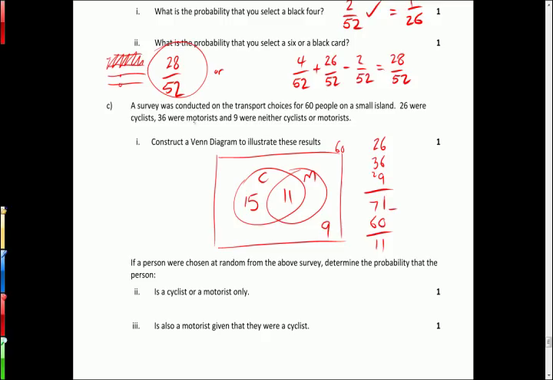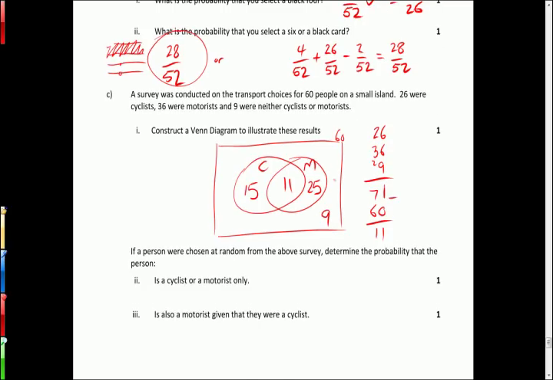The motorist circle should have 36 in it. So take 11 off the 36, says I should put a 25 there. So now the M circle has 36. Now let's add them all up and check that they do add to 60. 15 plus 11 is 26, plus 25 is 51, plus 9 is 60. Yep, love my Venn diagram.